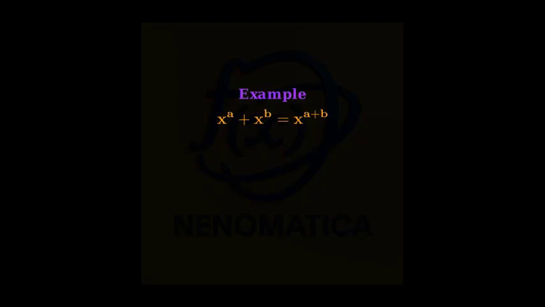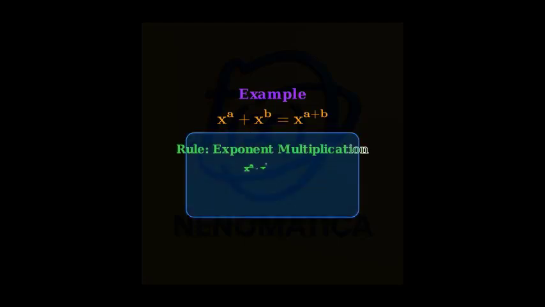For any value x, we know that x to the power of a times x to the power of b equals x to the power of a plus b. However, in our problem, we have addition of powers, not multiplication. The left side has x to the power of a plus x to the power of b, which is different from the multiplication property. Let's consider a specific case to help us understand what's happening.